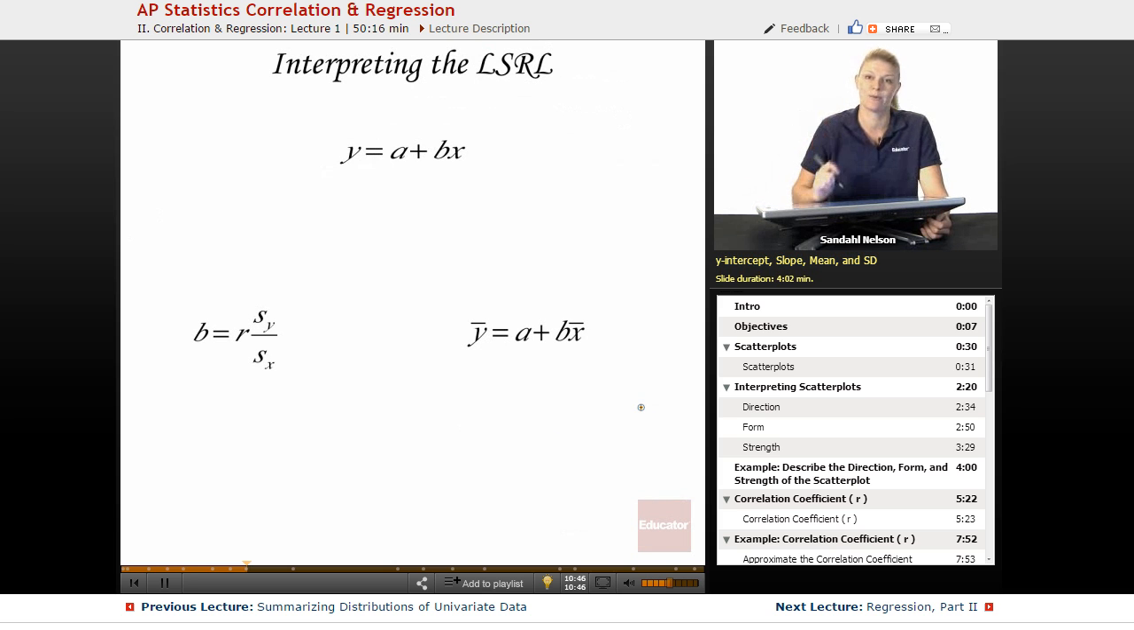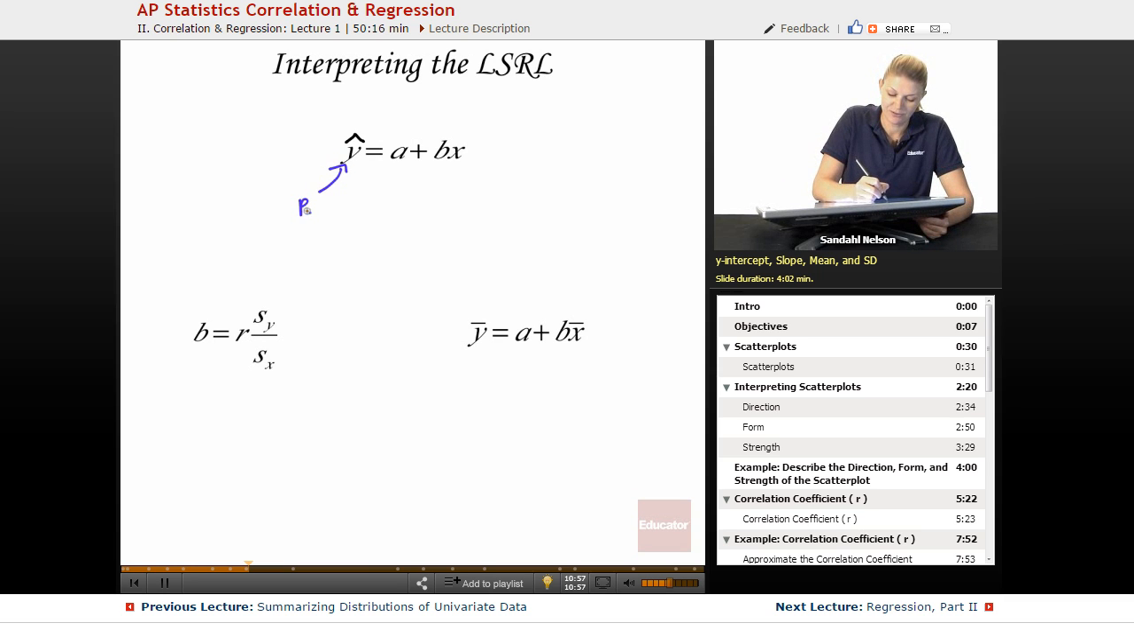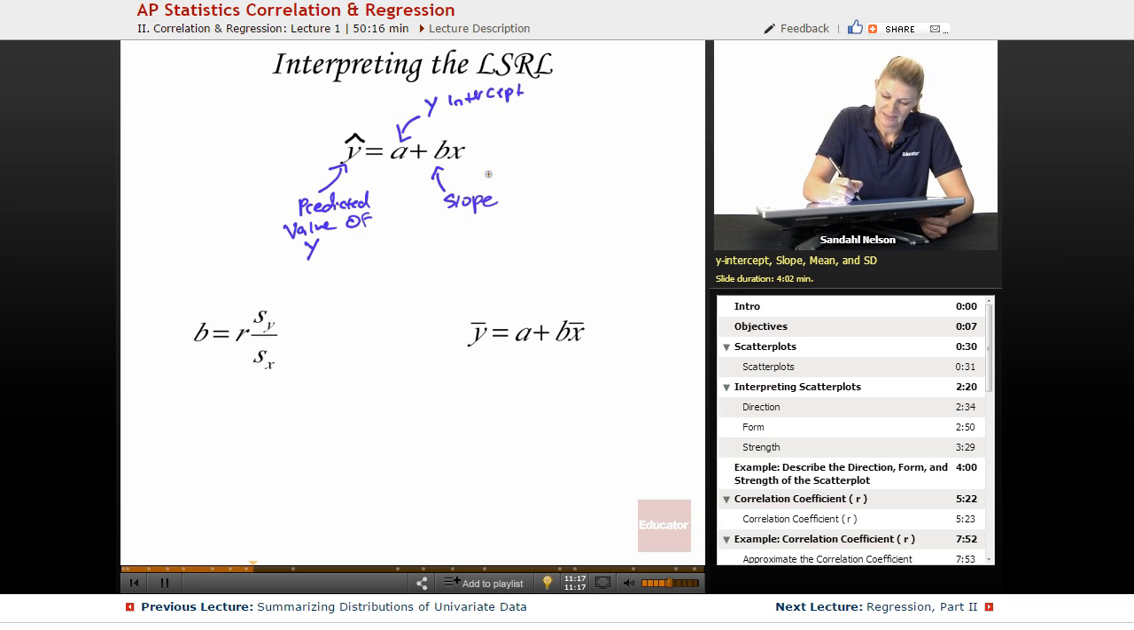Okay, so let's talk a little bit more about the least squares regression line. The least squares regression line is y hat, and the reason that this is y hat is because it's the predicted value of y, or of your response variable. And then we have a, which is your y-intercept. And then you have b, which is your slope. And then you have x, which is your actual value of x. So that means that for every actual value of x, we can use the slope and the y-intercept of the line and calculate a predicted value of y.